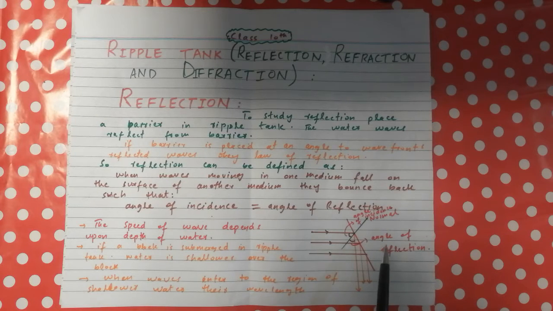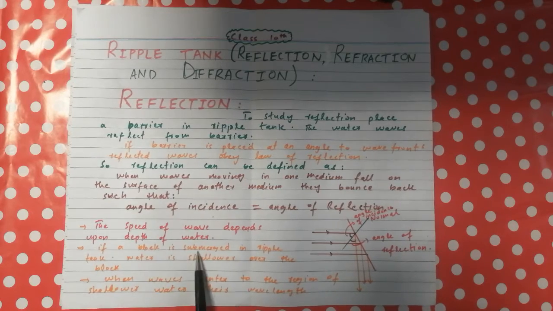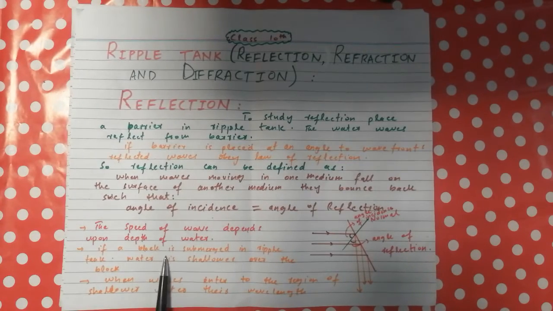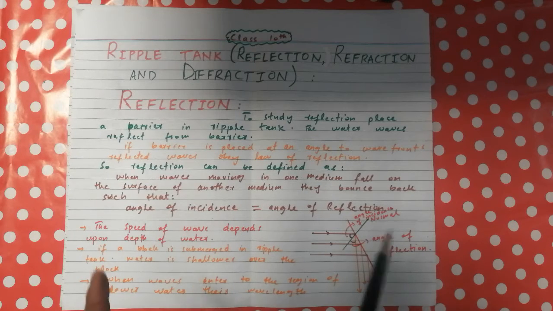The speed of water waves in the ripple tank depends upon the depth of water. To study the speed of the water waves, we submerge a block in the ripple tank so that the water over the block is shallower and elsewhere the water is deep. So we produce deep and shallower water in the ripple tank by submerging a block in the water such that the water above the block is shallower and elsewhere it is deep.